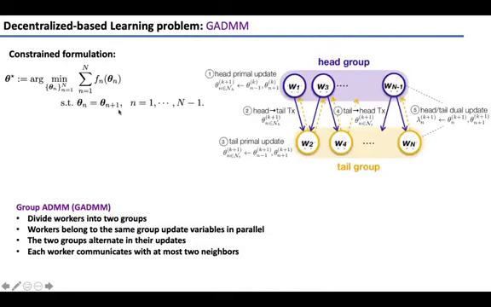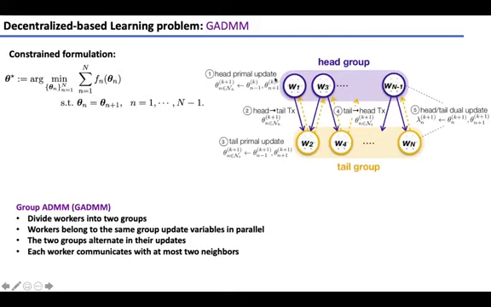With that, group ADMM works as follows. We divide the workers into two groups, head group and tail group. All odd workers belong to the head group, and all even workers belong to the tail group. Every worker in the head group is communicating with two workers from the tail group. And the same thing applies for the workers in the tail group.